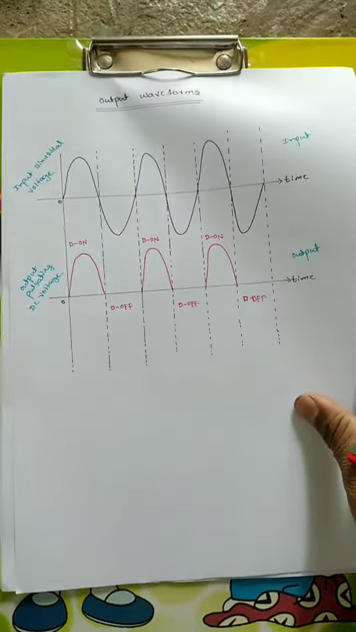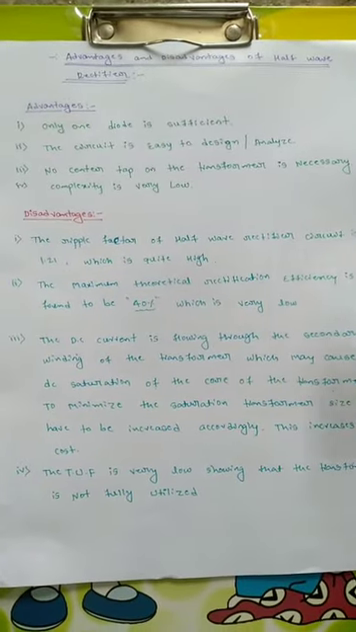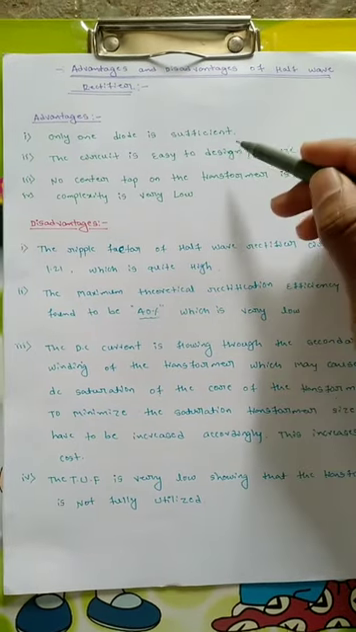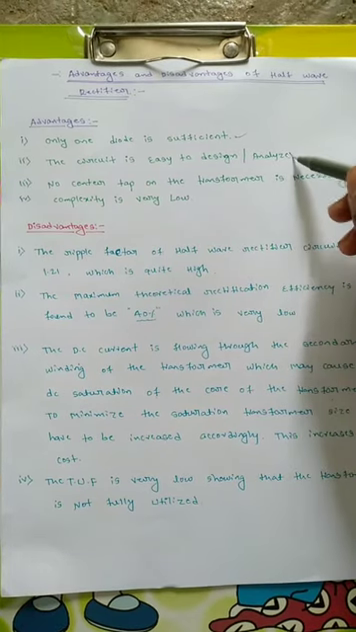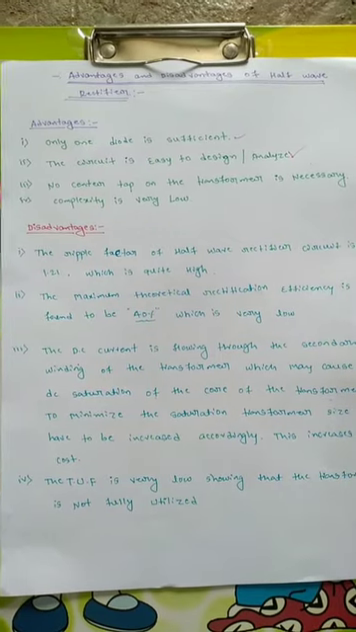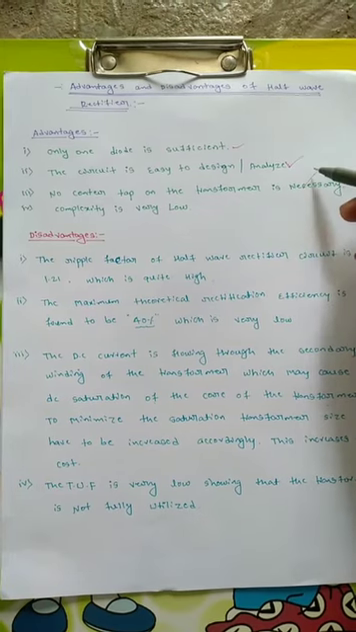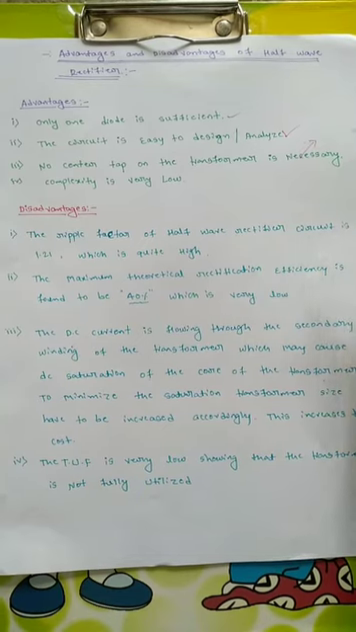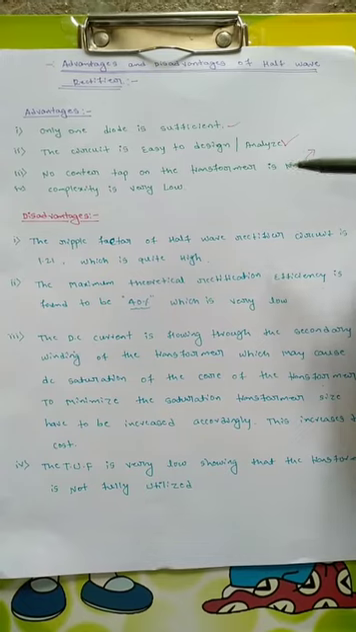Now coming to some of the advantages and disadvantages of the half wave rectifier. The advantages: only one diode is sufficient, so this requires only one diode. The circuit is easy to design and analyze, as only one diode is required. No center tap on the transformer is necessary. In the case of a full wave rectifier we require a center tap, but in the case of a half wave rectifier we don't want any center tap on the secondary of the transformer. So the complexity of the circuit is very low.